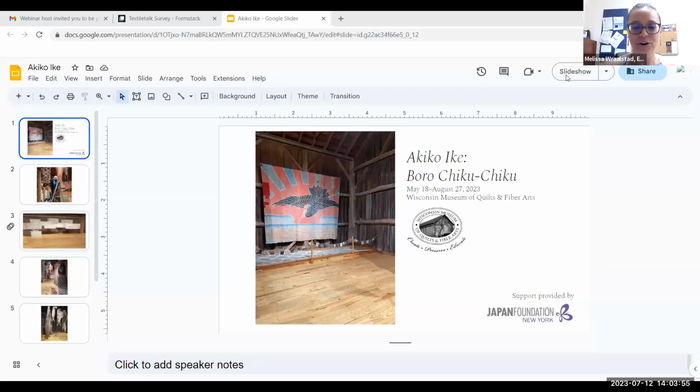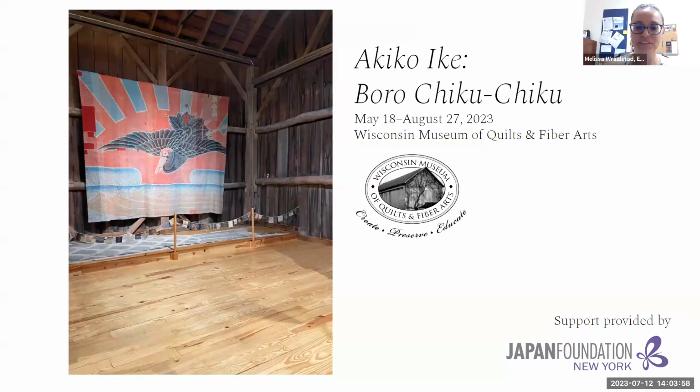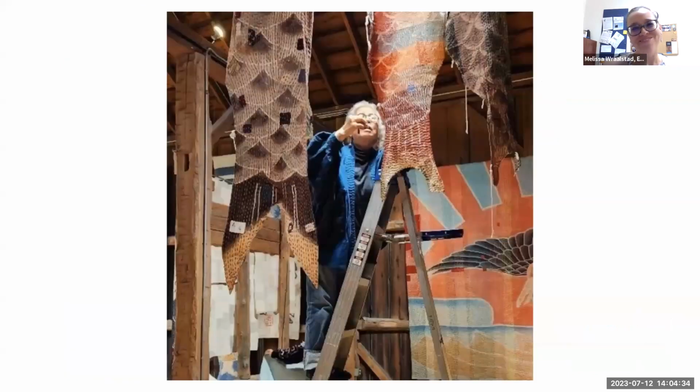So before we dive into the recording that we did with Akiko while she was visiting the museum during the installation week, I'd like to take a few minutes to introduce the artist and how we developed this collaboration. Akiko Ike is a renowned textile artist, teacher, and gallery owner from Niigata, Japan. At the age of 60, she began creating unusual stitched pieces using humble remnants of indigo-dyed cloth and old work clothes, giving these and other used and tattered textiles from her environment new life. She transforms the found cloth by stitching with a strong thread in a manner she calls chiku-chiku. So chiku-chiku, so this is Akiko.